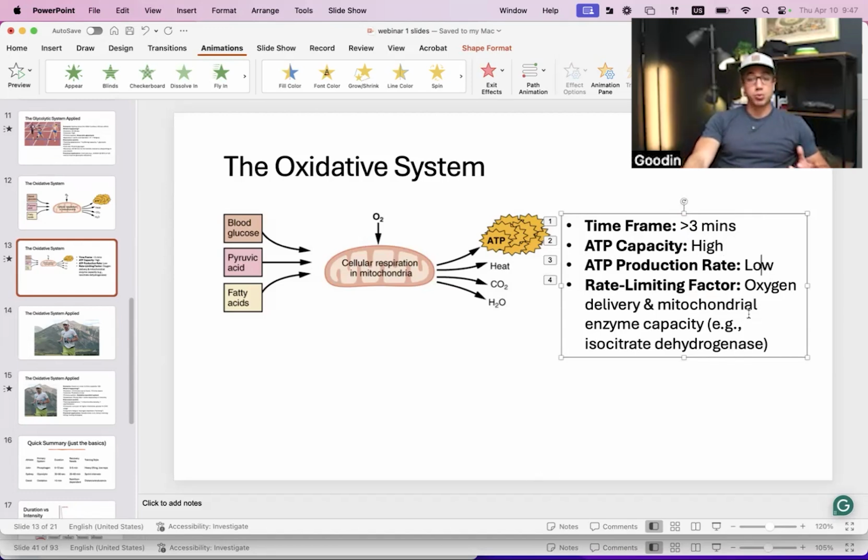Okay, the production rate is low because we require oxygen, and because our mitochondrial systems cannot churn out the ATP at quite as fast of a rate. The rate limiting factor in this case is oxygen delivery and mitochondrial enzyme capacity. Okay, more specifically, and I don't think you'll need to know this for the CSCS exam, but isocitrate dehydrogenase, that's the rate limiting enzyme there.